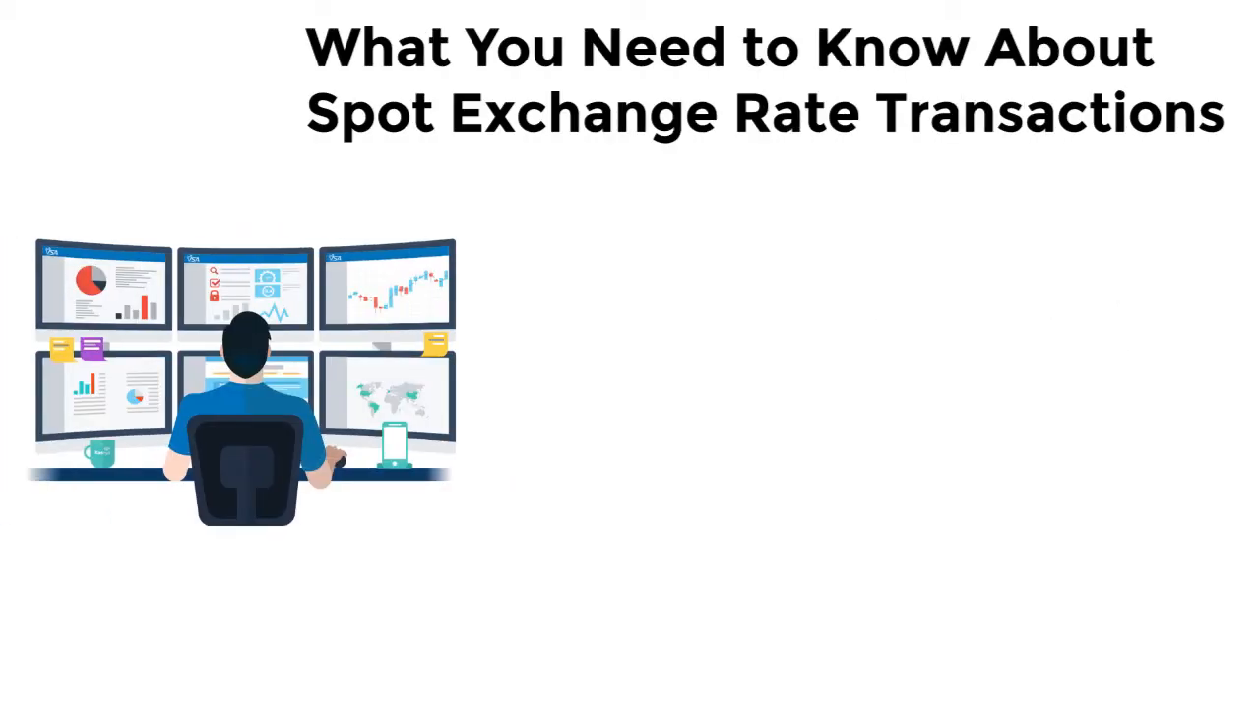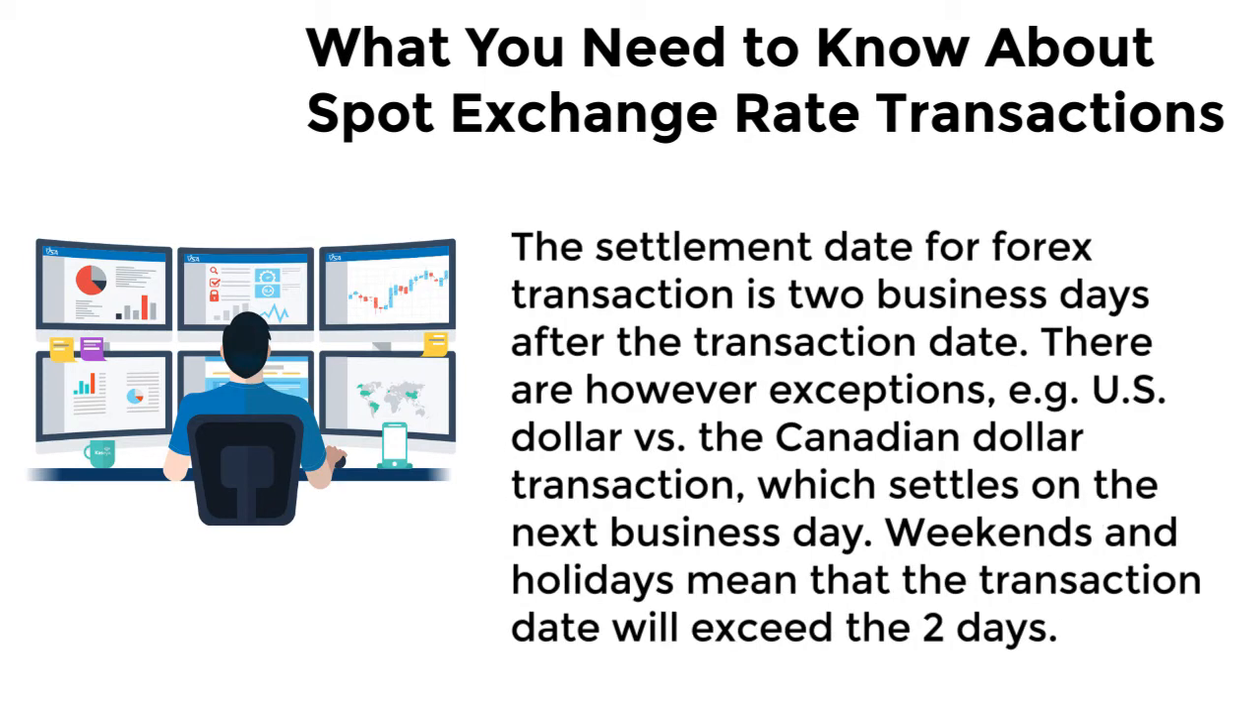What you need to know about spot exchange rate transactions. The settlement date for a Forex transaction is 2 business days after the transaction date. There are, however, exemptions. For example, the US dollar versus the Canadian dollar transaction settles on the next business day. Weekends and holidays mean that the settlement date will exceed the 2 days.